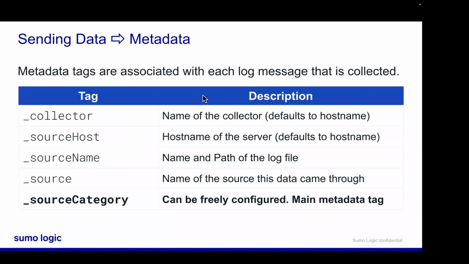All right, remember we talked about metadata tags, and we used most often the source category. That's the one in bold. It's freely configurable, which essentially means we can equate it to Labs Apache Axis, Labs Apache Era, or prod or dev Apache Era, and so forth. So again, we can freely configure it. That's the one you'll see that we'll use most often.